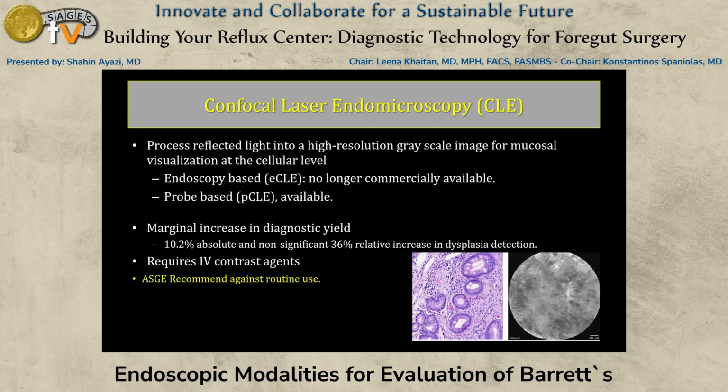Other available modalities include confocal laser endomicroscopy. CLE basically processes the reflected light into a high-resolution grayscale image for mucosal visualization at the cellular level. It comes in two different modalities, ECLE and PCLE, and currently only the probe-based option is available commercially. It only results in a marginal increase in diagnostic yield and requires IV contrast. As a result, ASGE and many other societies don't recommend routine use of it.